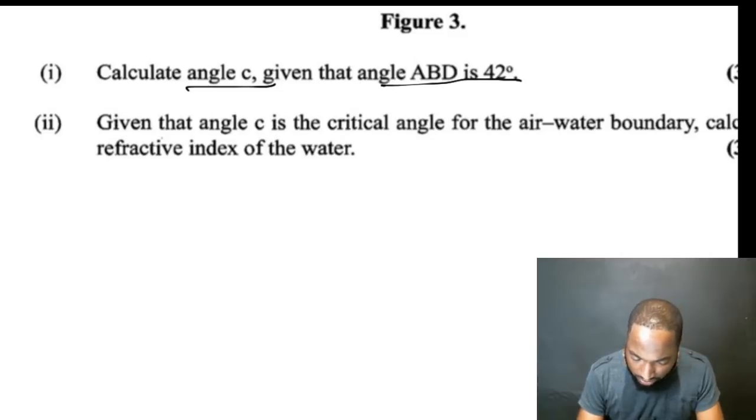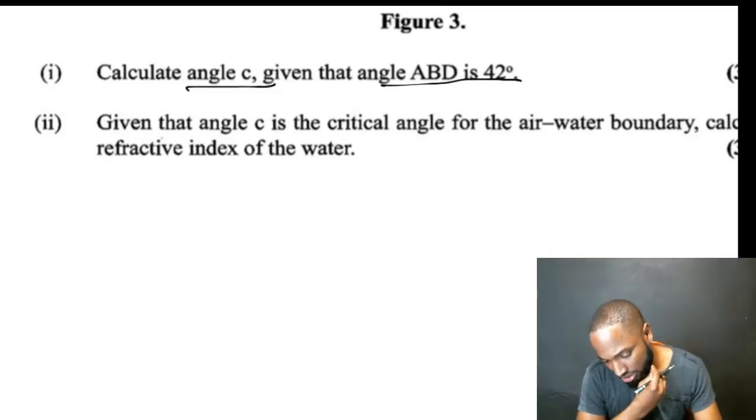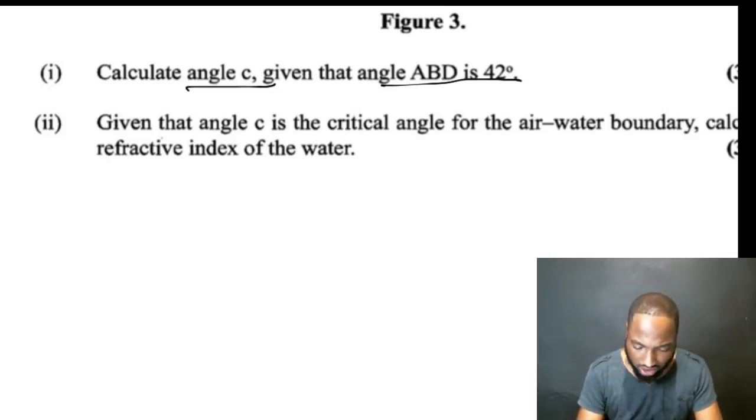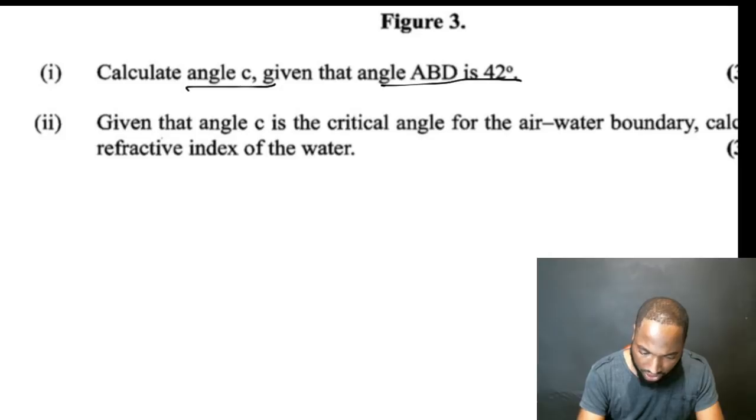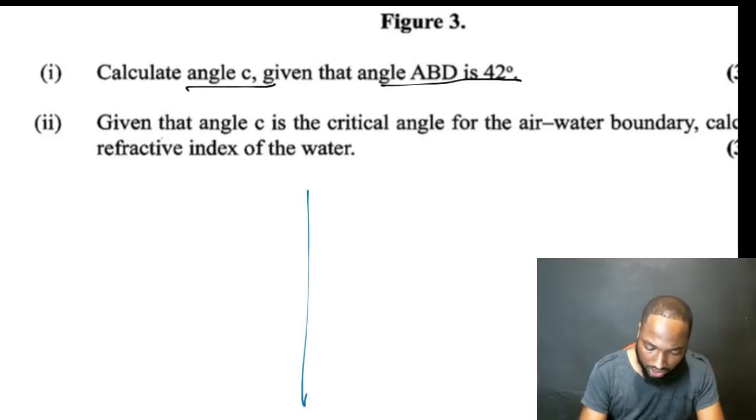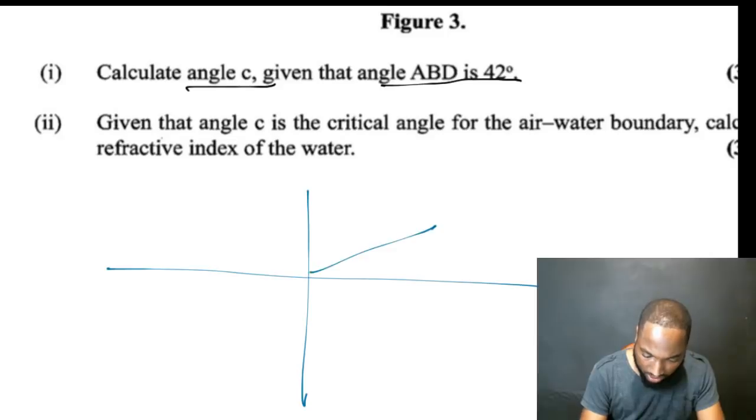Were we given the refractive index on this? Calculate the angle C given that the angle ABD is 42 degrees. Okay, and this is some maths then. Let me see if I can draw this out here. We have this taking place. This is 42 degrees here. Should make it a little bigger.